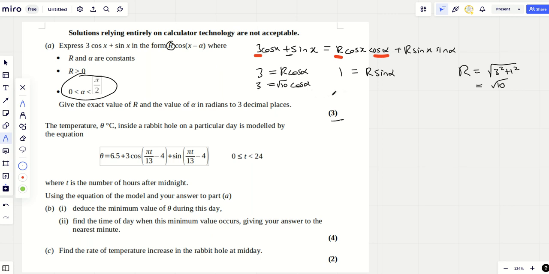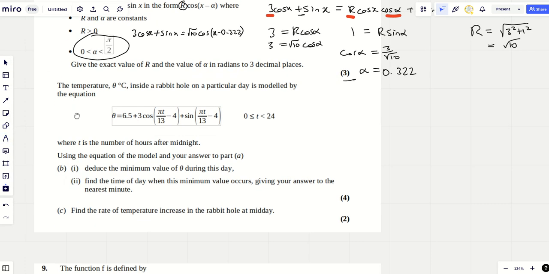And you get cos alpha is 3 over root 10. And so alpha will be inverse cos of 3 over root 10. And I believe that comes to 0.322 to 3 decimal places. And we're good. Okay, so what have we shown? We've shown that 3 cos x plus sine x is the same as root 10 cos of x minus 0.322. Remember, write down your answer once you've found the relevant values, because they're asking you to express it like that. I've expressed it like that now. Don't be lazy or you will easily miss the final mark.